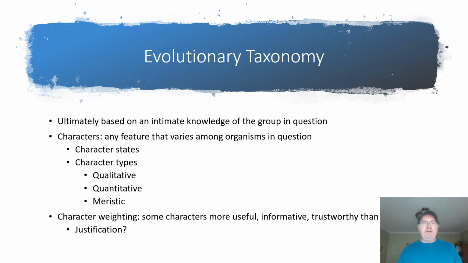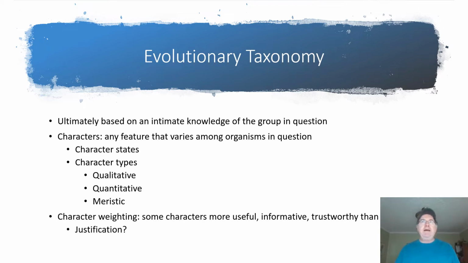So evolutionary taxonomy. Ultimately, any of these taxonomic products is going to be based upon an intimate knowledge of the group in question. That is the characteristics of those groups. And so we run into some terminology that I want to at least be explicit about, what I mean and what systematists mean when they talk about these. The first term is characters or taxonomic characters. A character is really any feature that varies among the organisms that you're studying, that you're trying to classify.